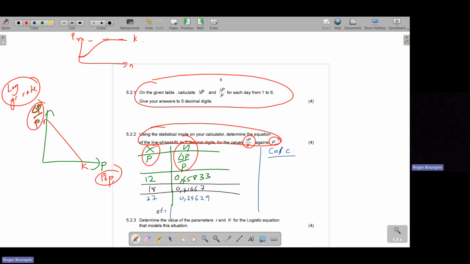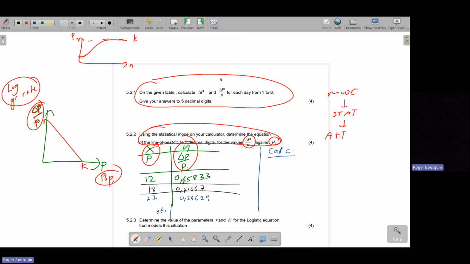So on your calculator, you're going to go mode, stats. It's number 2 on my calculator. Then you get your options, and the option we want is to find a line of best fit.